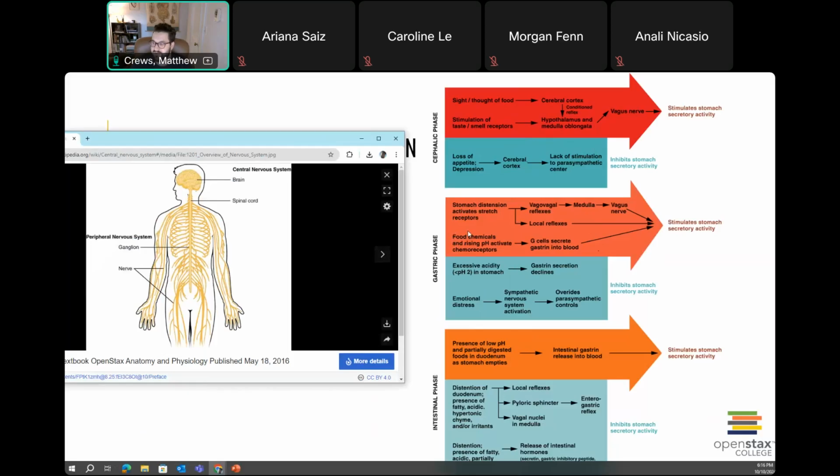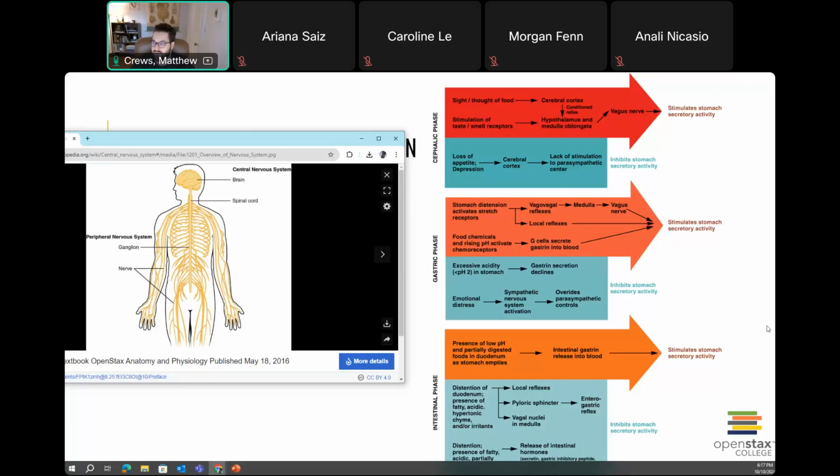And then you also have food chemicals, and rising pH activates chemoreceptors. So those hormones get secreted into the blood, right? So it's not a nerve response, it's a hormonal response. And those are caused by G cells, which secrete gastrin. So G cells, gastric phase, gastrin. Gastrin is a hormone, okay? And when it gets upregulated by the brain, it stimulates stomach secretory activity as well. Okay, so we've got a nervous response and we've also got a hormonal response. Both of those are telling the brain, hey, produce more stomach acid and secrete more stuff.